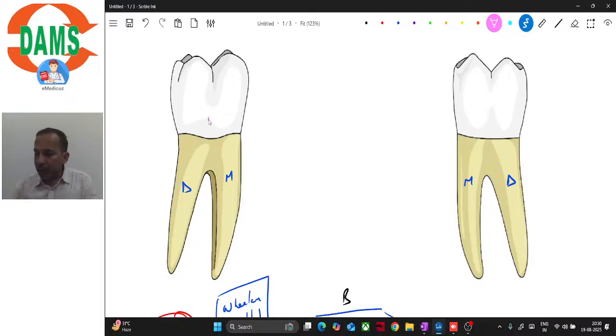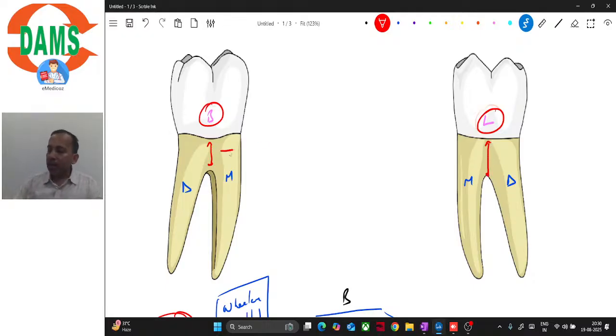So this is the buccal bifurcation, and this here is the lingual bifurcation, isn't it? This is the lingual bifurcation, and this is the buccal bifurcation. So always remember that the buccal bifurcation is shorter as compared to the lingual bifurcation. Buccal bifurcation is just 3 millimeters and lingual bifurcation is 4 millimeters.